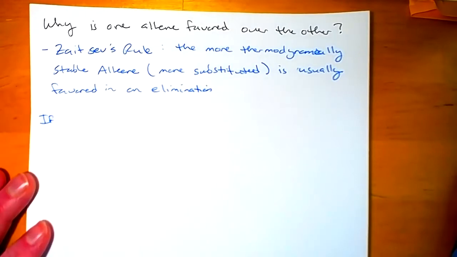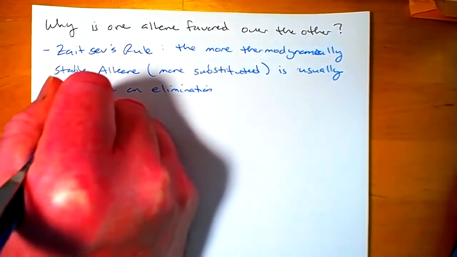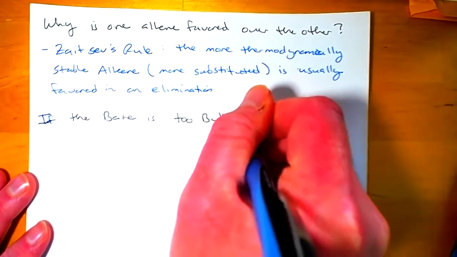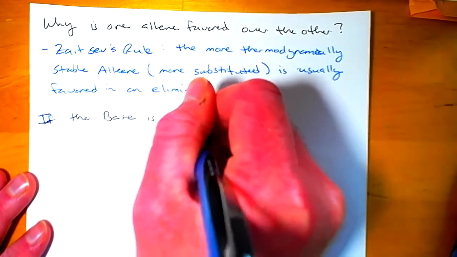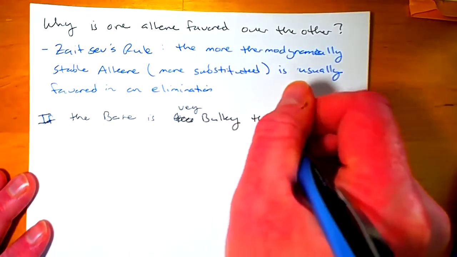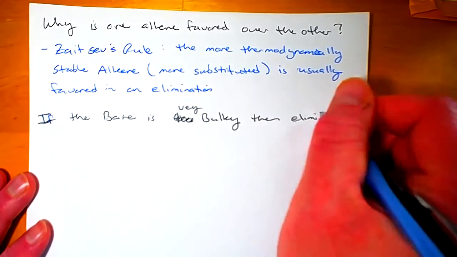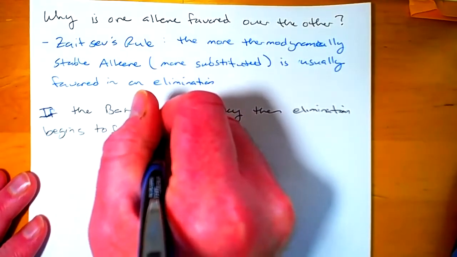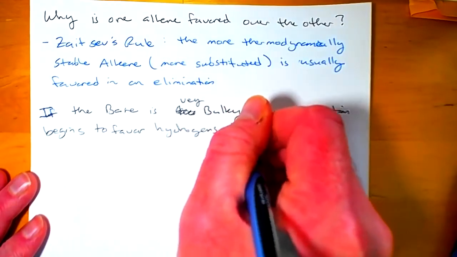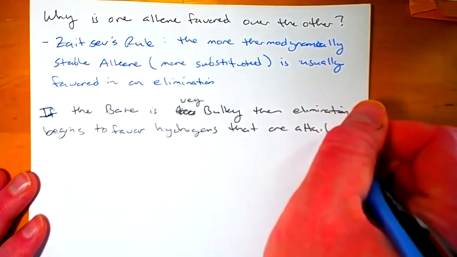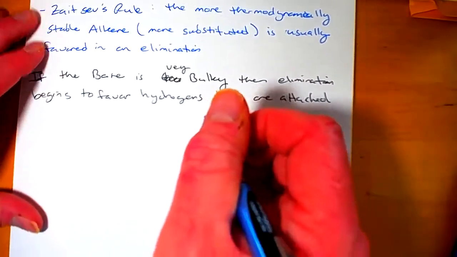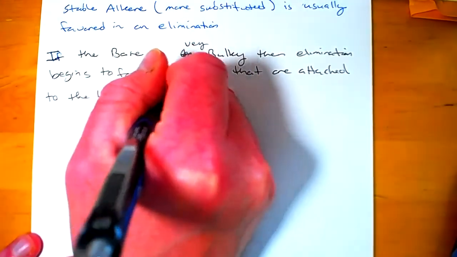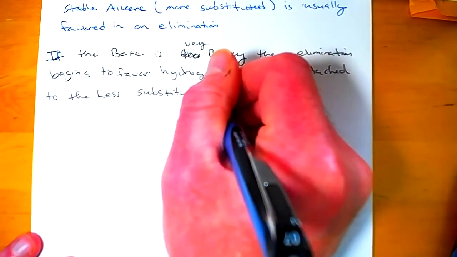So if the base is too bulky, or let's just say is very bulky, then elimination begins to favor hydrogens that are attached to the less substituted beta carbons.